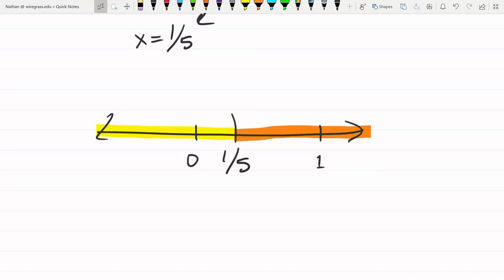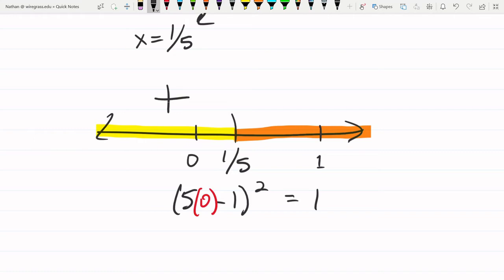So we have 5x minus 1 times 5x minus 1, which is really just 5x minus 1 squared. I'm just going to plug in our numbers into this. 5 times 0 minus 1, 5 times 0 is 0, minus 1 is negative 1, negative 1 squared is positive 1, which makes this interval positive. Plugging in positive 1 into there: 5 times 1 is 5, minus 1 is 4, 4 squared is 16. And that is also positive.